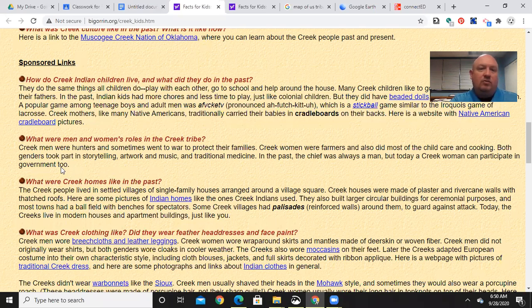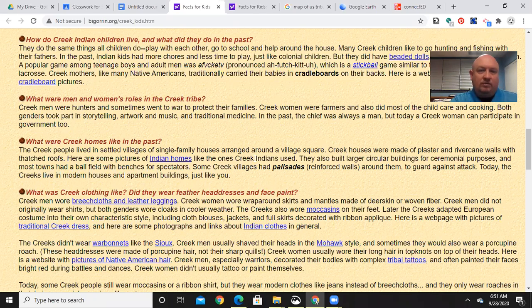What were men's and women's roles? Creek men were hunters and sometimes went to war to protect families. Creek women were farmers and also did most of the child care and cooking. Both took part in storytelling, artwork, and music, and traditional medicine. You see in the past, the chief was always a man.